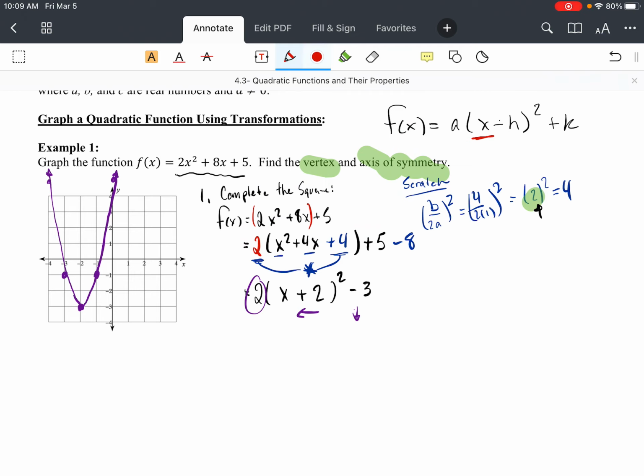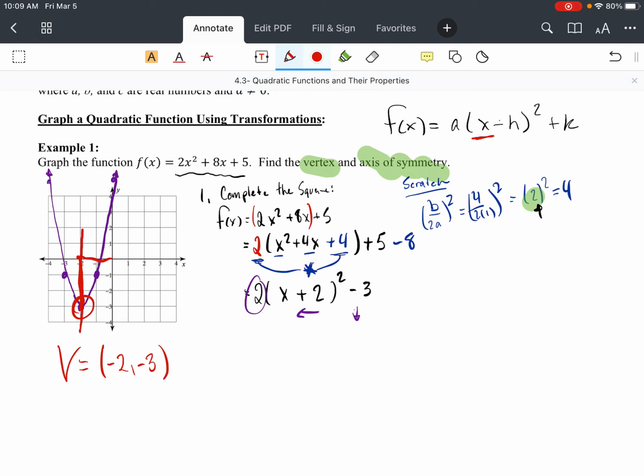Now let's go ahead and pick out the vertex and the axis of symmetry. So the first thing I would expect you to be able to do is pull the vertex. So the vertex is this point here. I'm just going to give myself the point, so it's going to be (-2, -3).